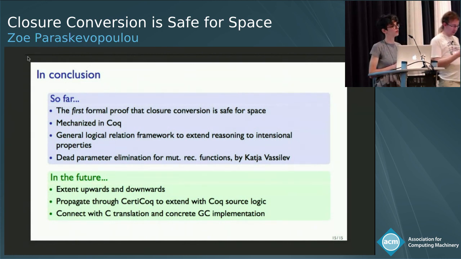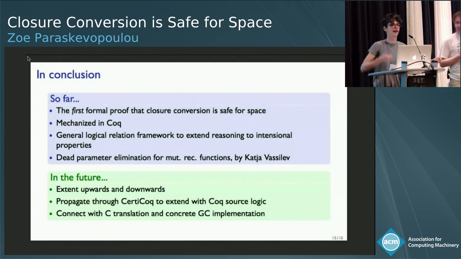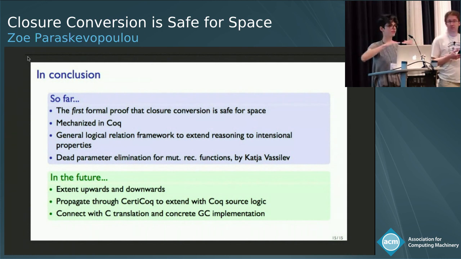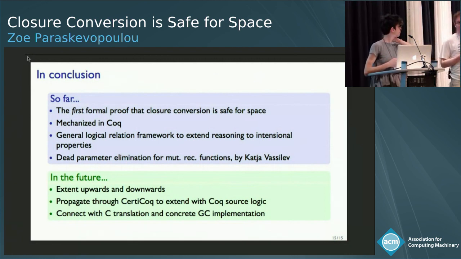Another question on Slido. Could you say a bit more about how you define the space usage of a program in the source semantics? So we have a big step operational semantics, and at every rule we check what is the current size of the reachable heap, and we take the maximum of the maximum so far and the maximum now. So yeah.